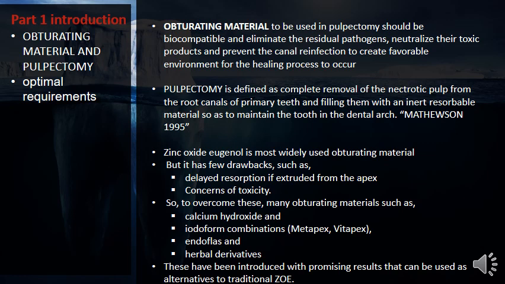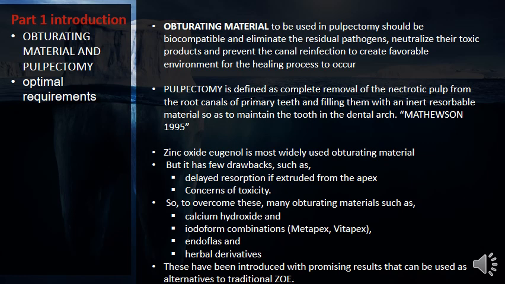Obturating material to be used in pulpectomy should be biocompatible and eliminate the residual pathogen, neutralize their toxic products, and prevent canal reinfection to create a favorable environment for the healing process to occur. Pulpectomy is defined as complete removal of necrotic pulp from the root canal of primary teeth and filling them with inert resorbable material so as to maintain the tooth in the dental arch, according to Matheson 1995.